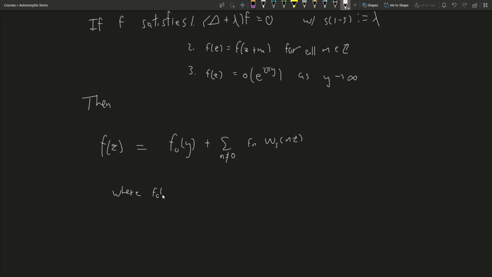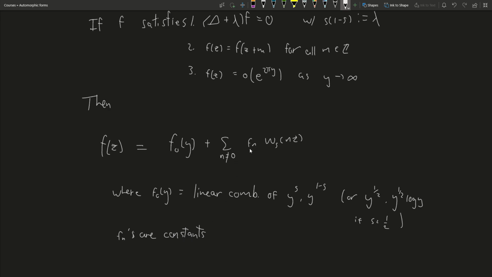and here f0 of y is a linear combination of y to the s and y to the 1 minus s, or if s is 1/2, y to the 1/2 and y to the 1/2 log y, and the f_n's are constants, and they can't grow too quickly.